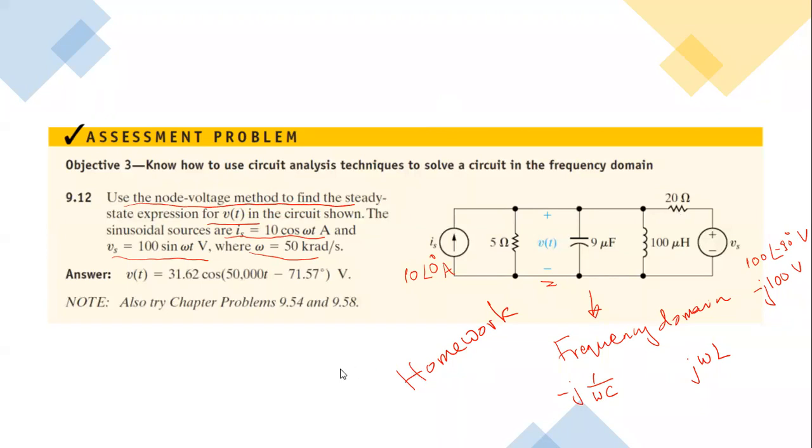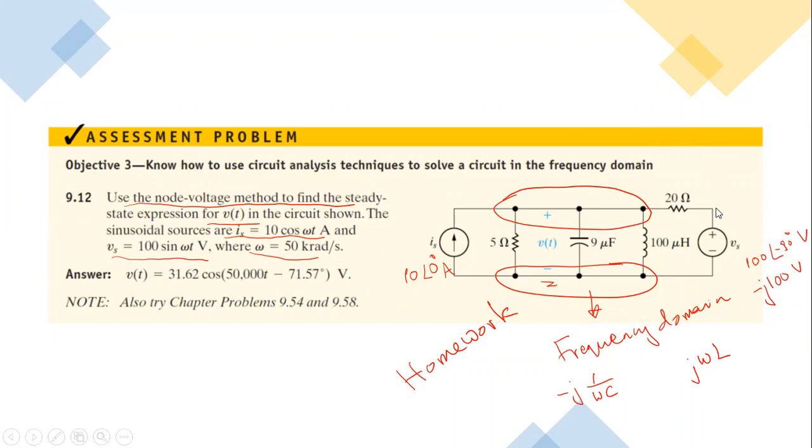How many nodes we have? So in the chat box, it says 2 nodes. Three, no, 3 nodes. So we have 3 nodes. We have 1 node here in the bottom, and we have 1 node here. And where is the third node? Between the volt source and the resistor. Yes, this is the third node.